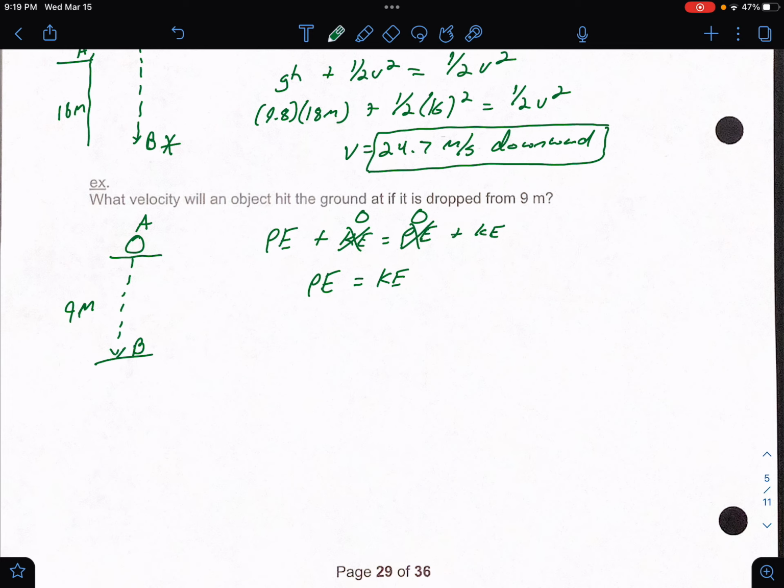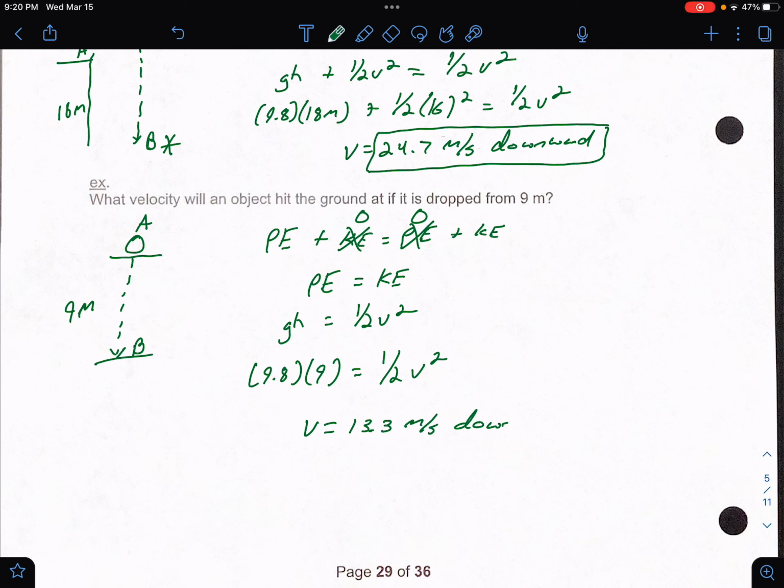We don't worry about the mass part, so we're just going to do gravity times height equals 1/2 v squared. Gravity is 9.8, my height is 9 meters, equals 1/2 v squared. So get v by itself, then square root. I get 13.3 meters per second downward, or you can put negative, either one. And that ends up being your answer. And that is it for page 29.